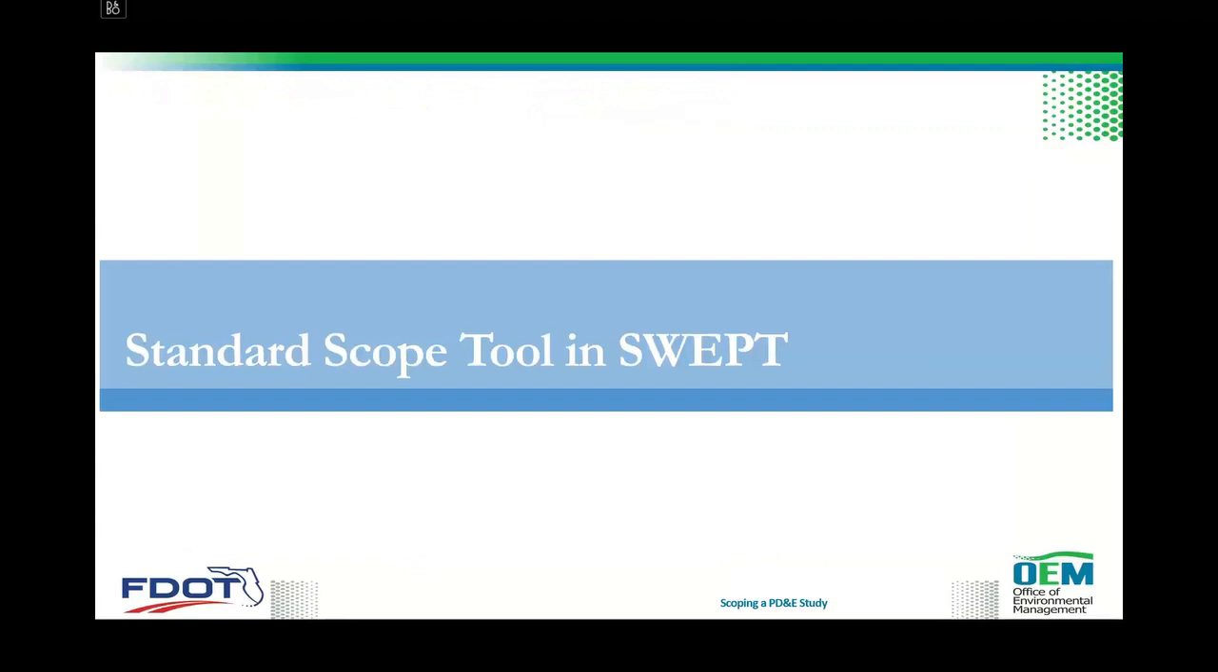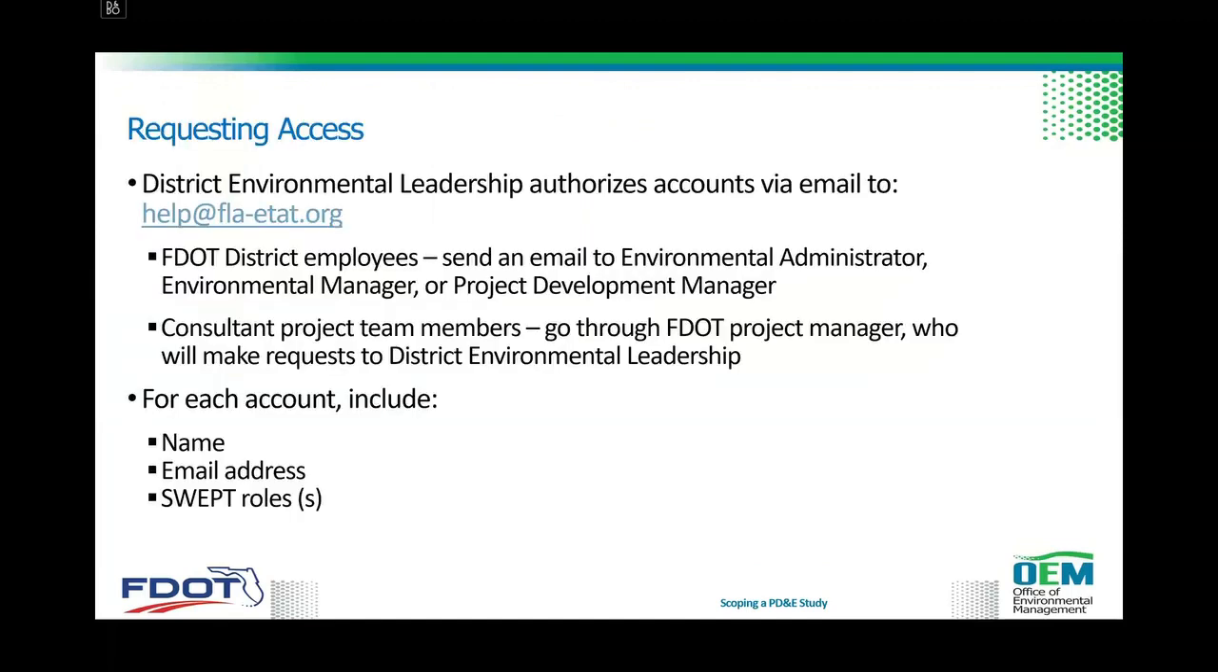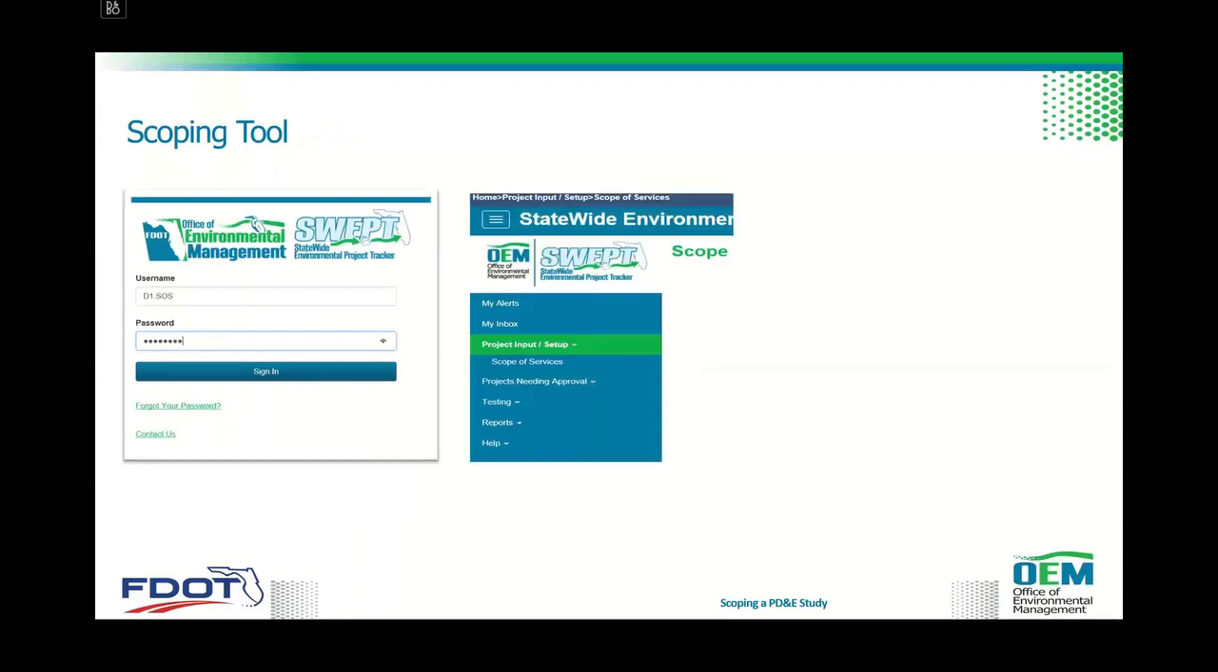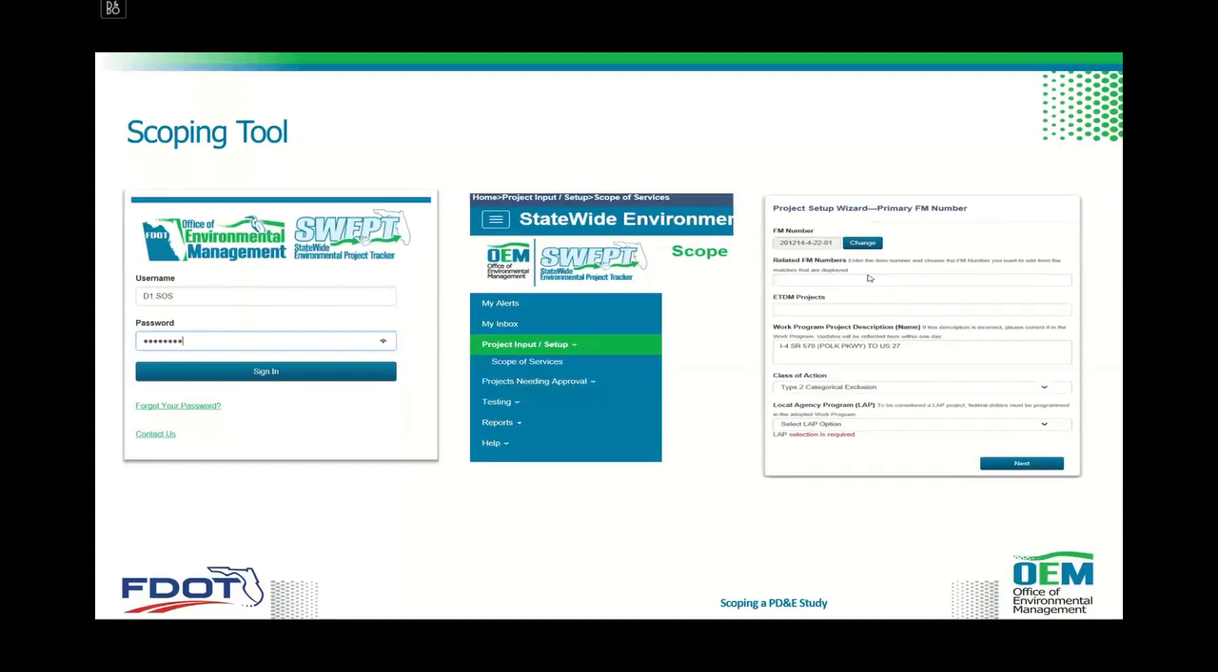Okay, so let me cover real quick the standard scope of services tool in SWEP. Requesting access is very similar to what Pete was mentioning this morning for SWEP. This is done through the district environmental leadership. District employees should send an email to the environmental administrator, environmental manager, or project development manager. Then the consultant project team members would go through the FDOT project manager. And for each account, the request would have to include the name of the person, email address, and their role. So this is how you would access the scoping tool in SWEP.